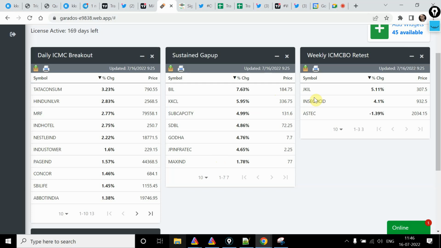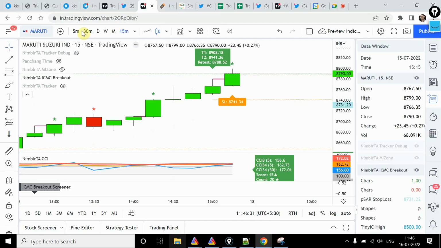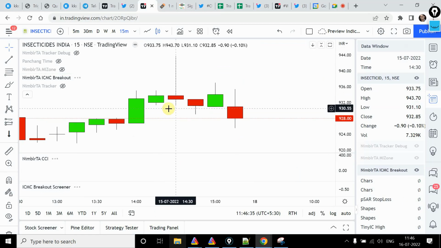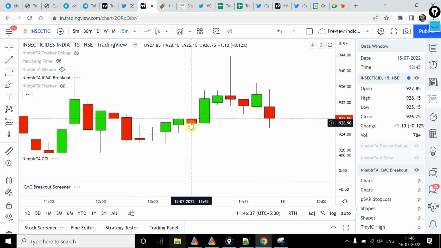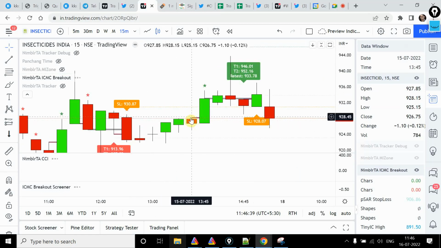So if we see now, a very interesting case: weekly ICMC breakout retest. We are on a weekly time frame. This is a stock which is appearing, and it has given an ICMC breakout retest. Hope we all know what a retest is. So over here, this is where the ICMC breakout actually happened earlier.